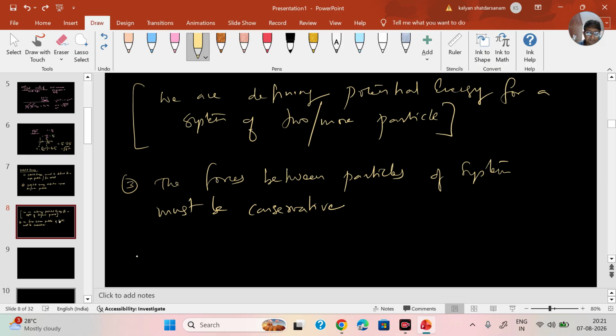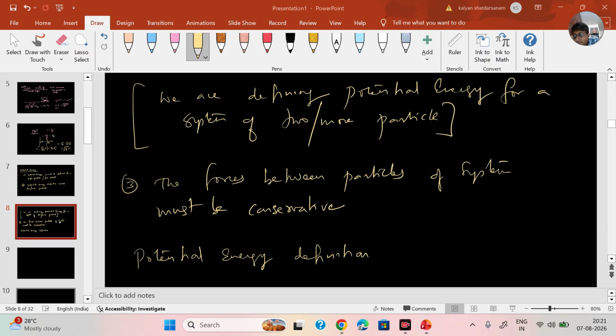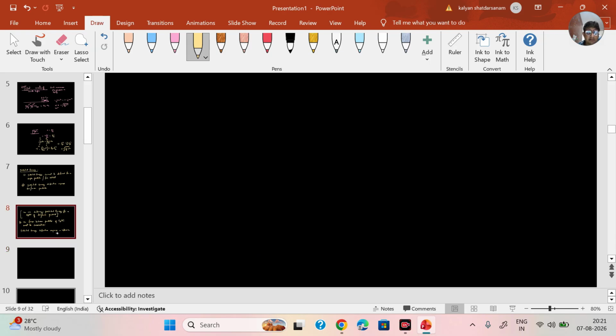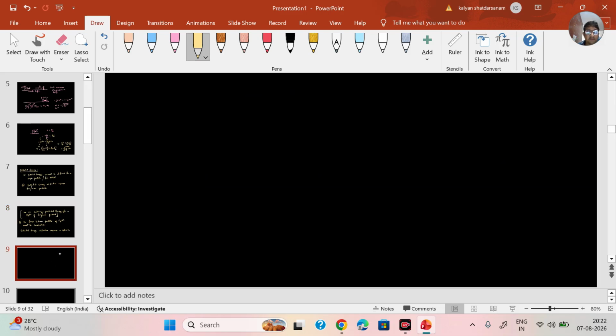Even after this, potential energy requires a reference. Potential energy definition requires a reference. We'll see what it means. So actually potential energy is not absolute. Change in potential energy is absolute. It will be fixed for all observers who are calculating it. But potential energy may be different for different fellows.